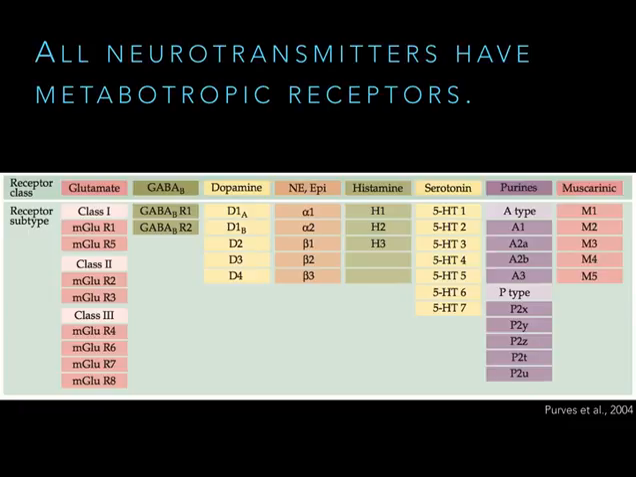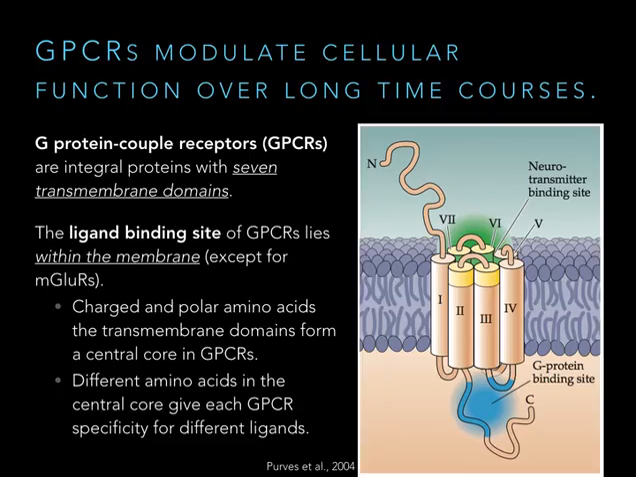Acetylcholine acts on nicotinic receptors, but it also acts on muscarinic acetylcholine receptors. The different neurotransmitters we're going to bring up, so dopamine, norepinephrine, serotonin, histamine, purines, and peptides, all act on metabotropic receptors. Metabotropic receptors are going to change cell function over long time courses. They're not going to mediate fast ion currents. Instead, they're going to modify cellular signaling by way of G proteins.